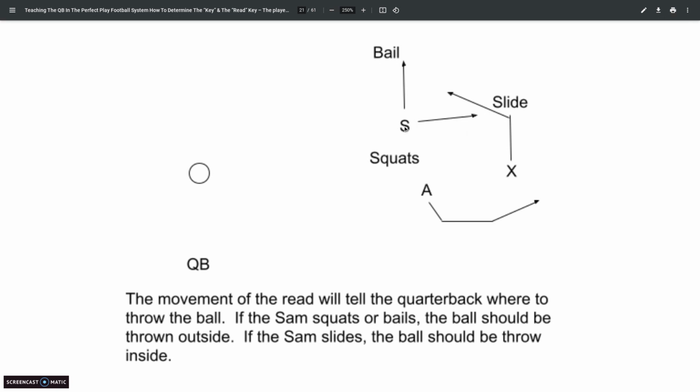If the Sam does any movement outside, which we call slide, either sliding with depth or sliding toward the line of scrimmage, either one of those is a slide movement, then we would want to throw the slant on that movement. So two of the movements, squat and bail, are both movements where he stays inside, then the ball goes outside. If the Sam slides outside, then the ball goes inside.